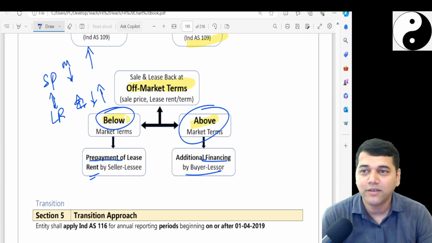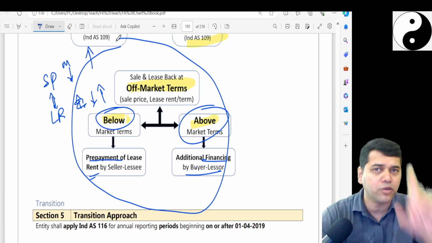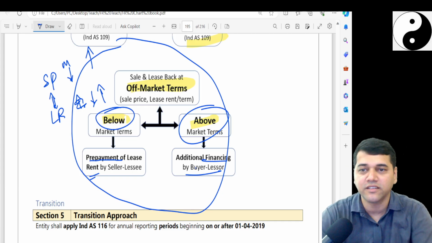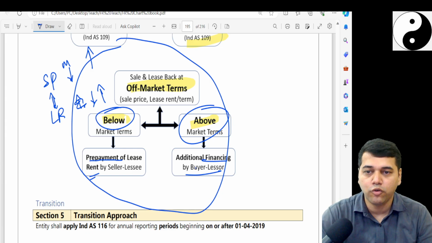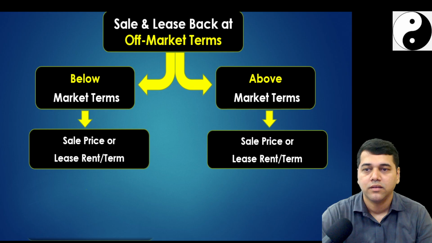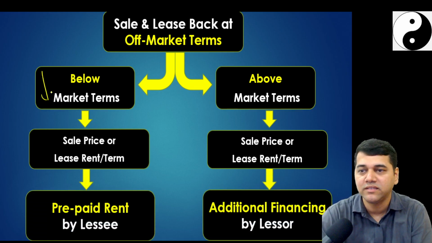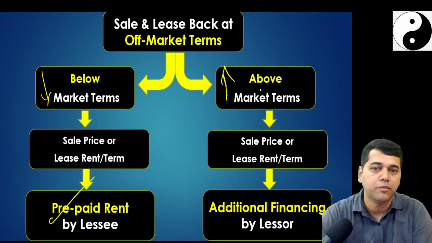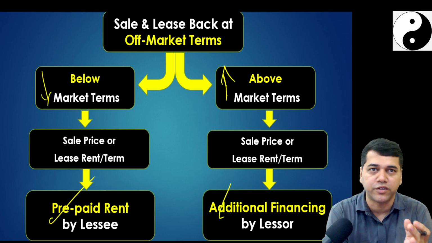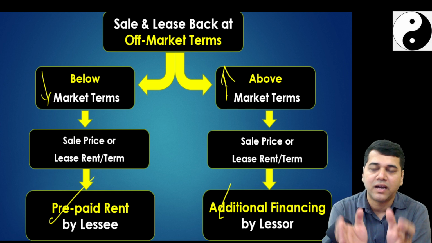Now let us understand this, because this is the crux actually. There is only one problem on sale and lease back, and that is this. You have to understand this logic. So we will go back to our PPT example. If it is below the market lease, it is prepaid rent. If it is above, it is additional financing. And the moment it is above, both are going to get inflated, because lease rent and your sale price are interconnected.